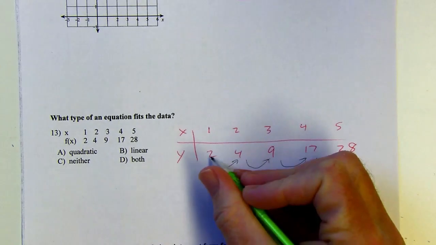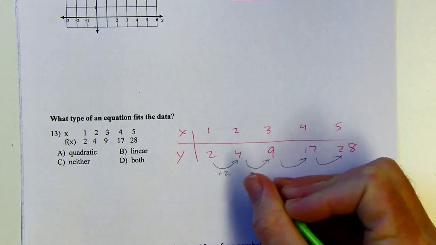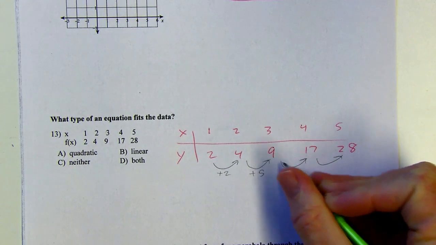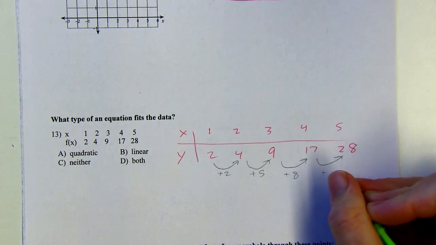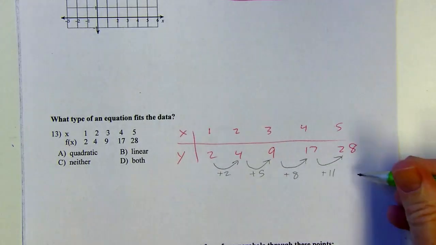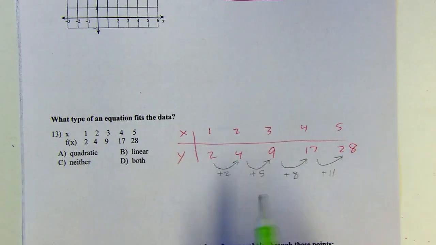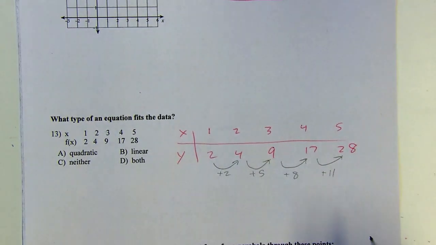So looking, 2 plus something is 4, that would be 2. I have to add 5 to get from 4 to 9. I had to add 8 to get from 9 to 17. And I would add 11. So these are my first differences, and they're not the same. I'm not getting the same number out every time.